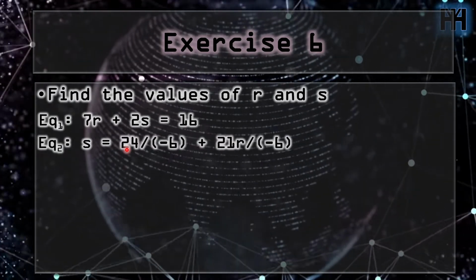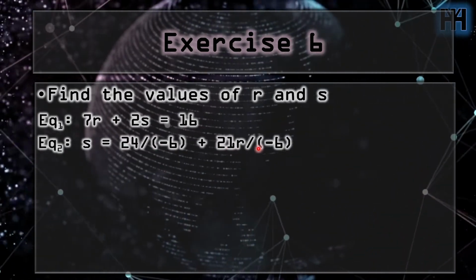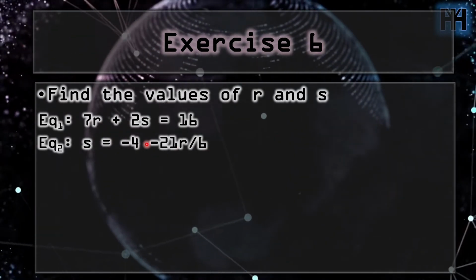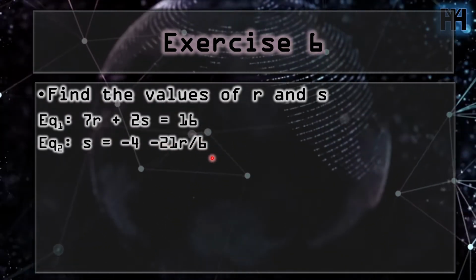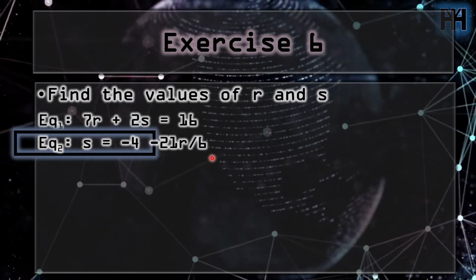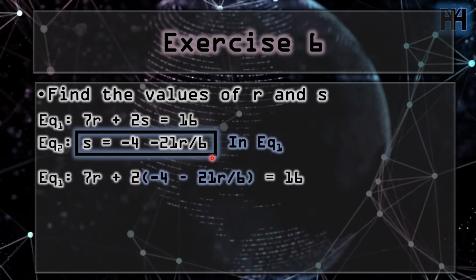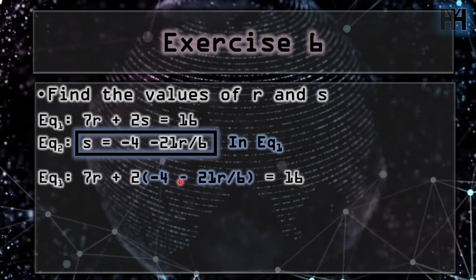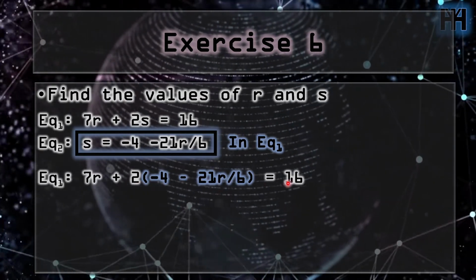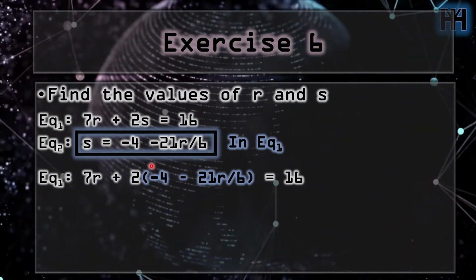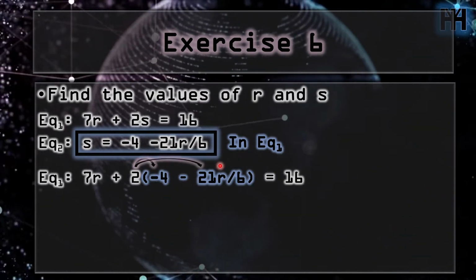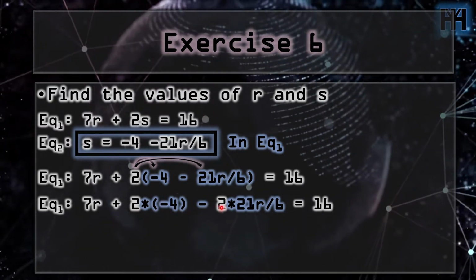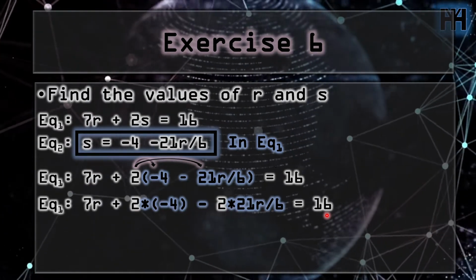So we have 24 divided by -6 plus 21r divided by -6. It will be negative 4 minus 21r over 6. Okay, we can use this in equation 1. Okay, you have 7r plus 2 multiplied by negative 4 minus 21r over 6 equals 16. To break the bracket, you multiply 2 to both here. So you have 7r plus 2 times negative 4 minus 2 times 21r over 6 equals 16.